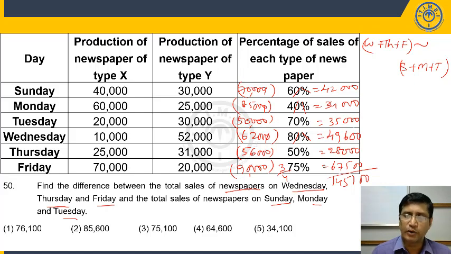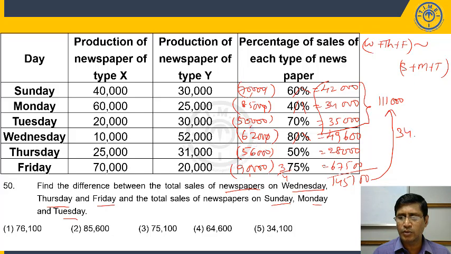So 35,000. So the sum of these three parts is equal to 111,000. So how much is the difference between these two values? The difference between these two values is equal to 34,100. So the right choice for this question is option number 5. Fifth choice is the right choice.